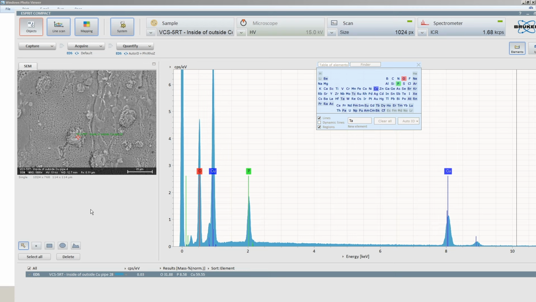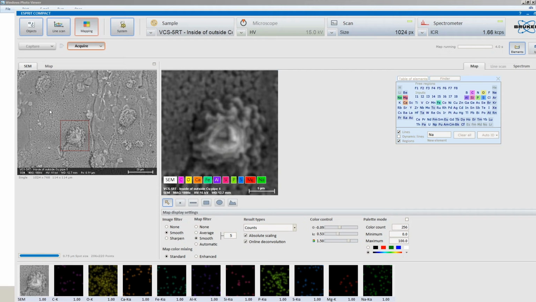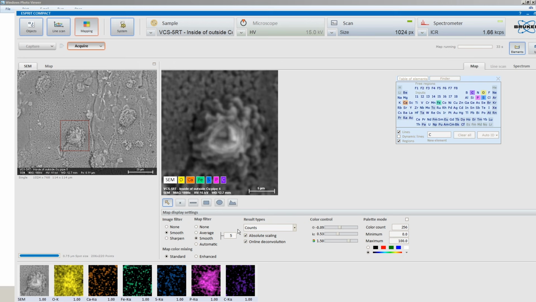I think I'm going to do an area on that. Let's see what happens when we do this. Interesting, it's definitely got that phosphorus core to it.